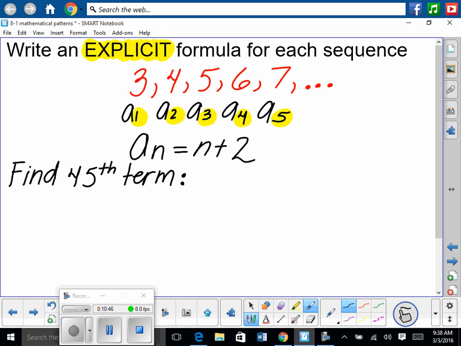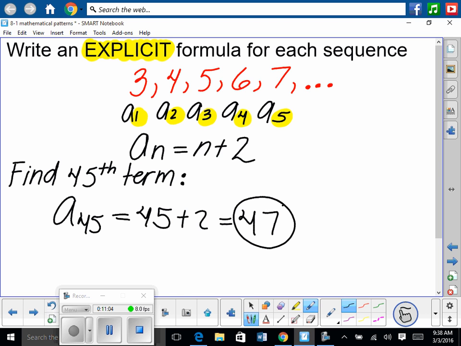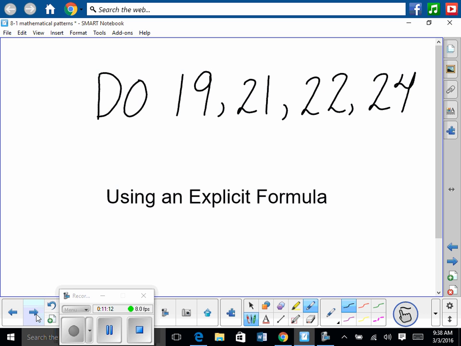Questions on that? So now let's find the 45th term. We don't want to have 45 terms of going out there. So we're finding a sub 45. So our n is 45, so that must mean that's 45 plus 2, right? 47. Questions on how to write an explicit formula? You're going to look for patterns of multiplication and addition. Okay? Ready, set, go. Do these problems. Only these ones, though.